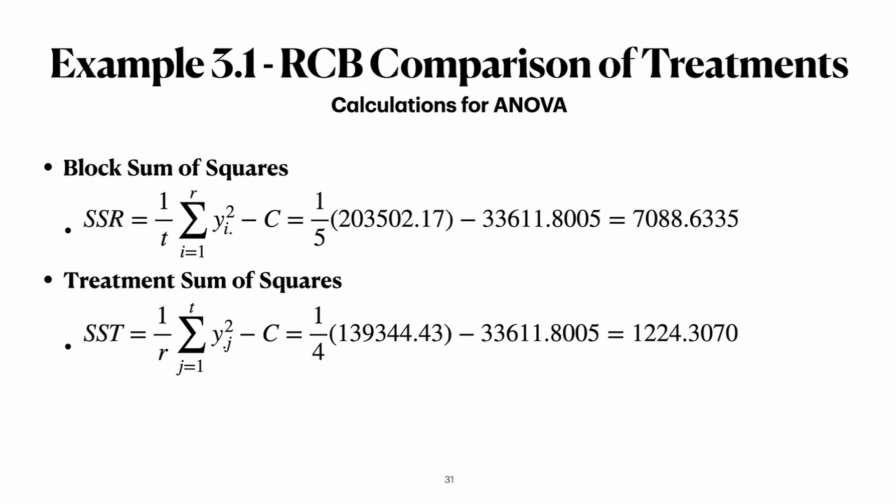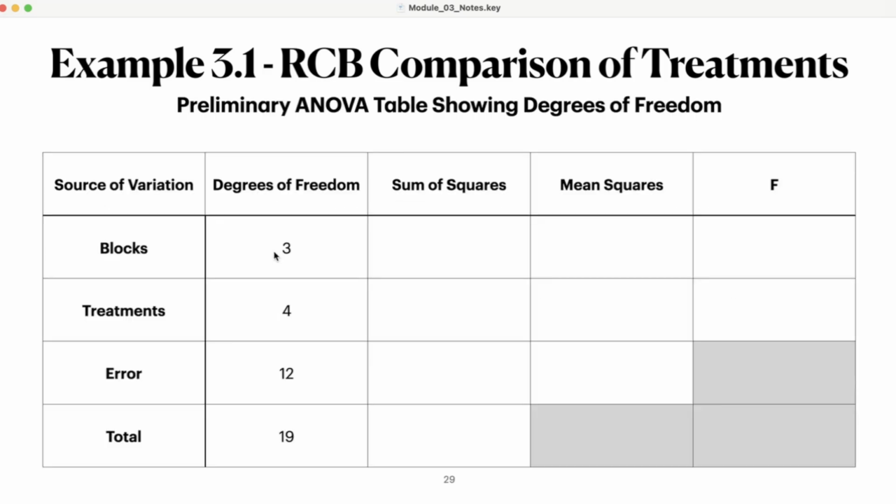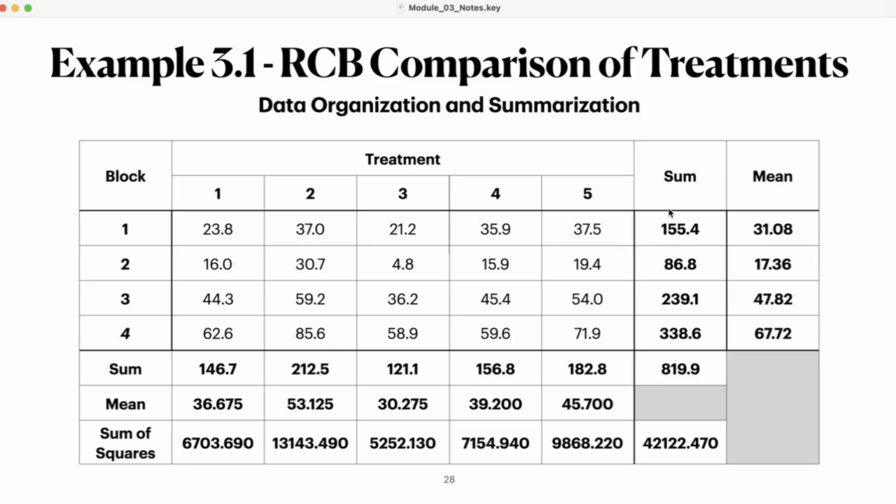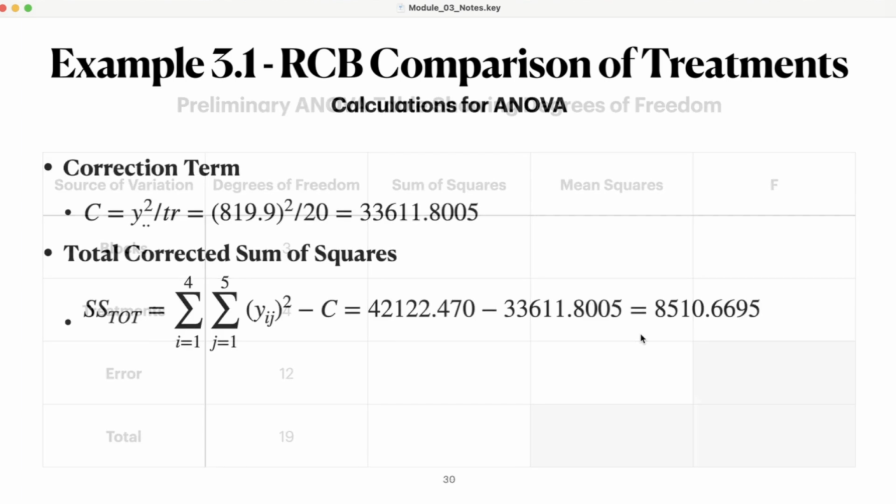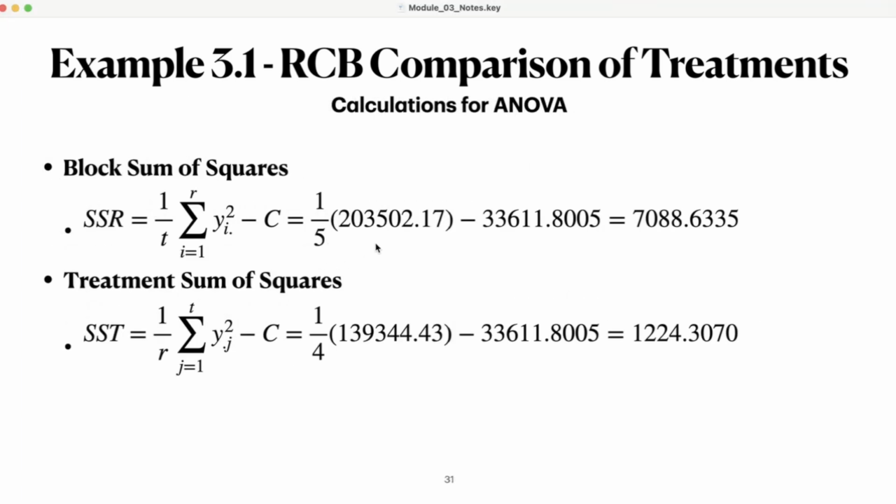Even though we're adding up things here, the mathematics tells us we need to divide that by t, and then subtract the correction factor. So let me go back to this summary table: we are squaring these sums, adding those squared values up, and then dividing by 5. Then we subtract off the correction factor c, and we get 7,088.6335.